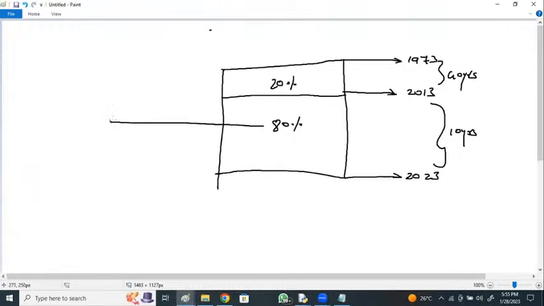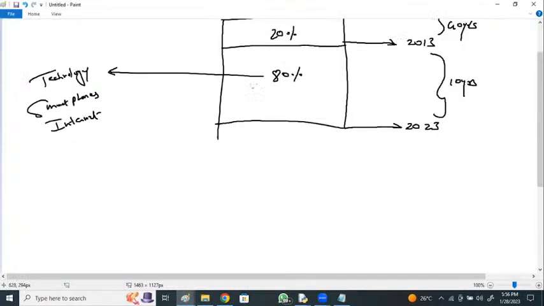The reasons for this huge data generation, especially in the last 10 to 15 years, are the usage of technology, smartphones, and the internet. And what are the main sources from where this data is getting generated? Mainly three sources of data.